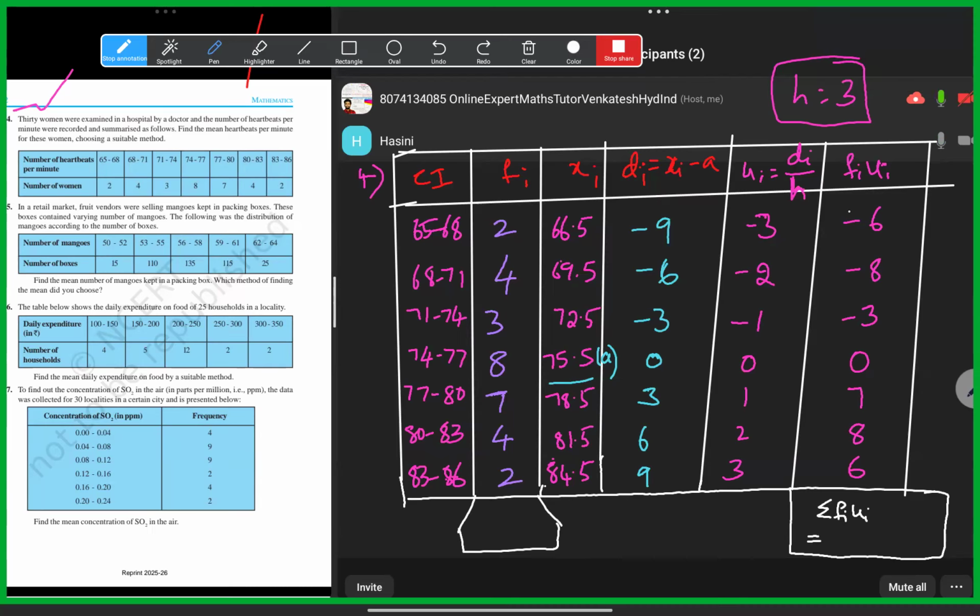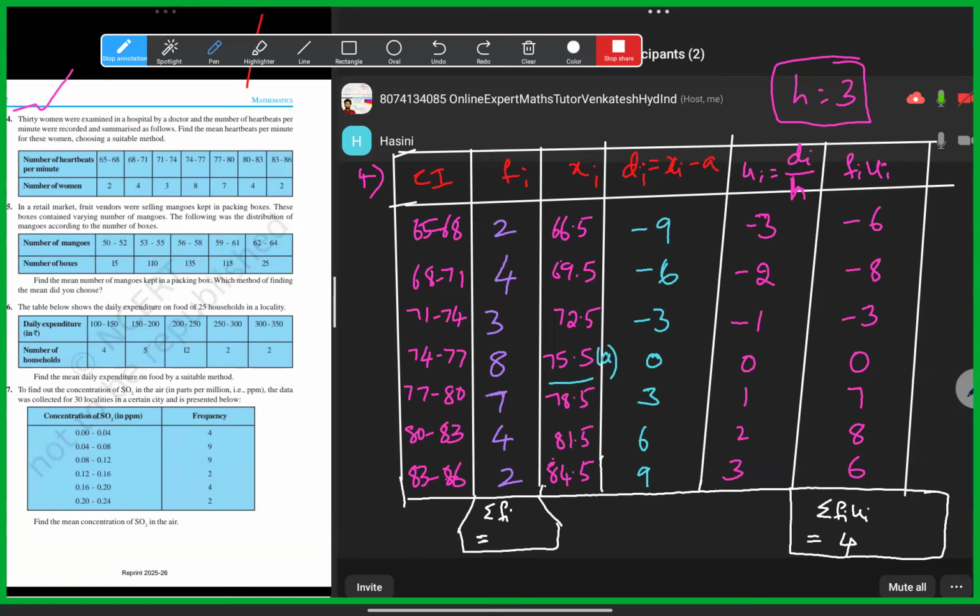Plus 6, because we are adding all these now. Plus 6, last. 6, yes, 4. So we'll get finally 4, this value is sigma f u, similarly adding all the frequency columns.